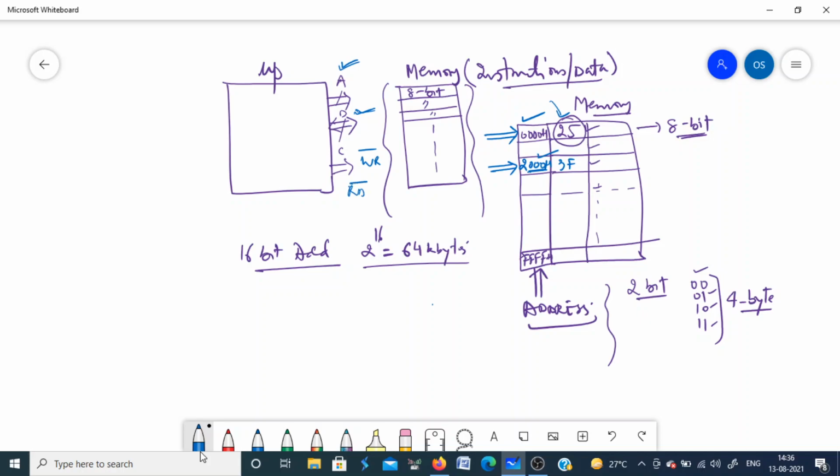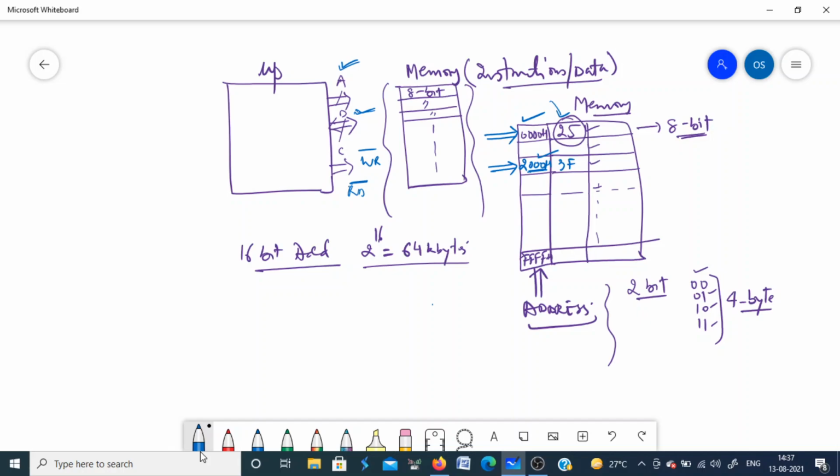using control lines, saying that I want to read the data from this location. Once this signal is activated, which is an active low signal basically, that is why we have a bar over it. We will discuss the pin diagram in detail, and you will get more clarity.